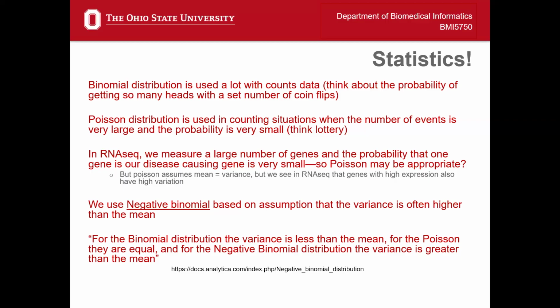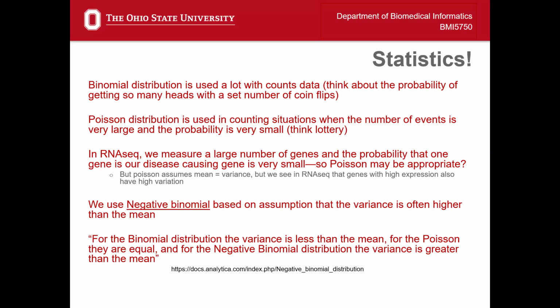But if you read a little bit more about the Poisson distribution, you would see that that distribution assumes that the average is equal in magnitude with the variance. So as the average goes up, the variance goes up the same amount. But we see in RNA-seq that genes with high expression also have a higher variation than genes with lower expression. We'll see the slope on the next slide.